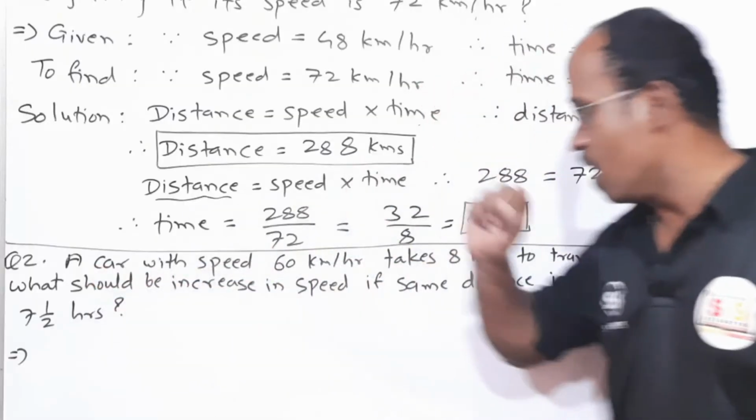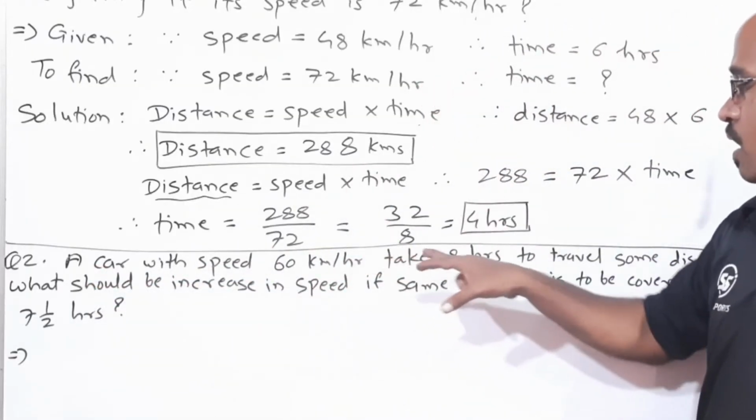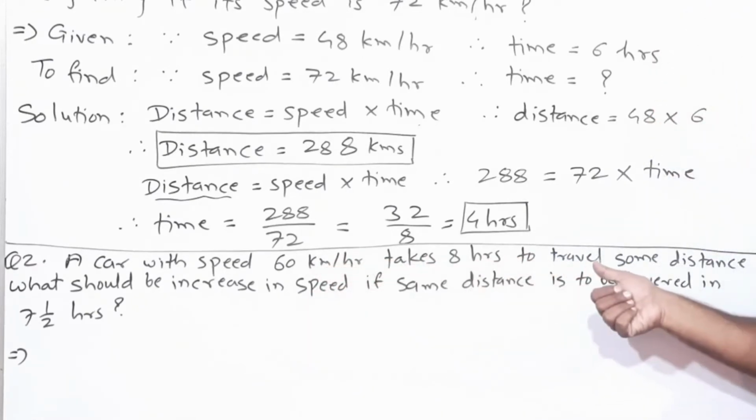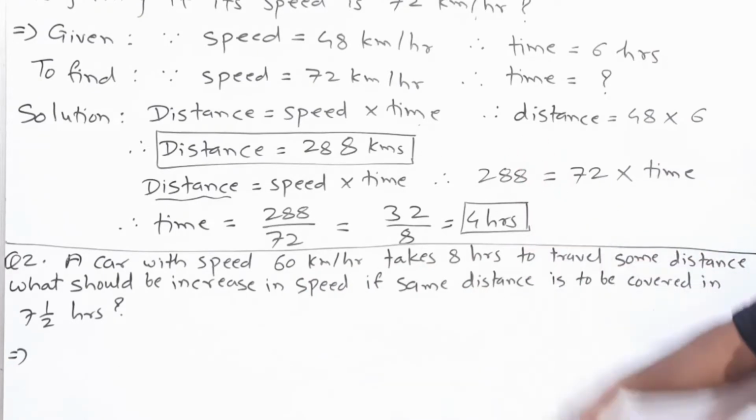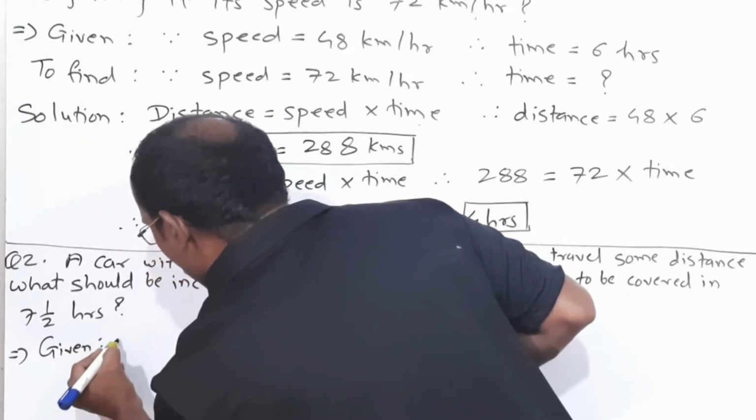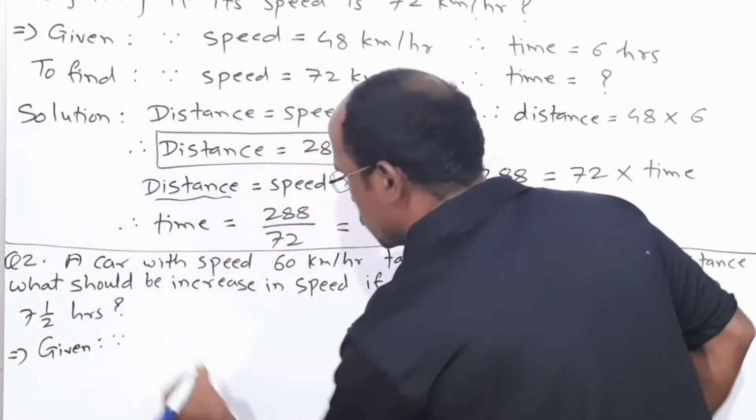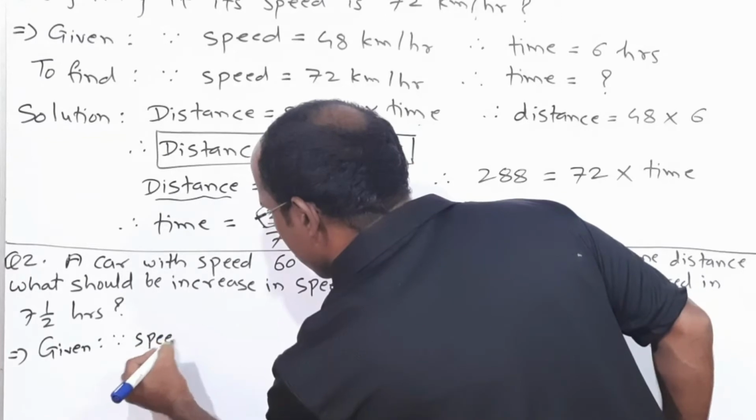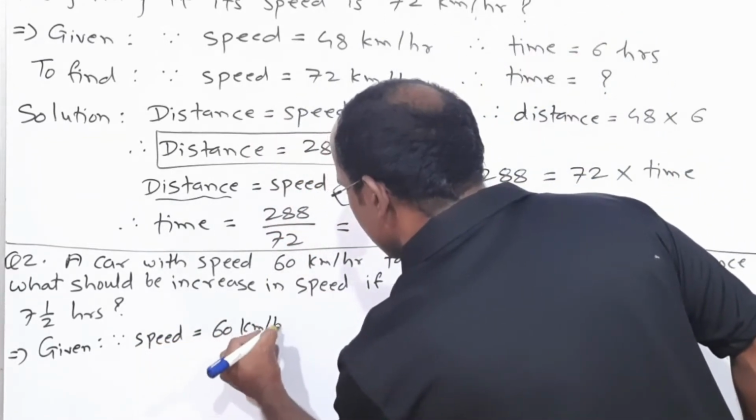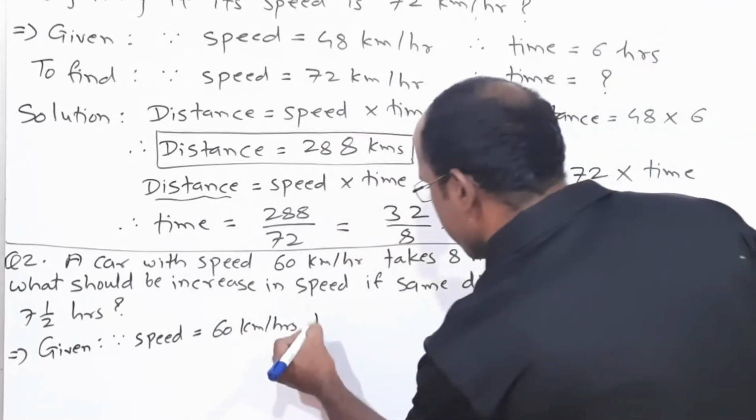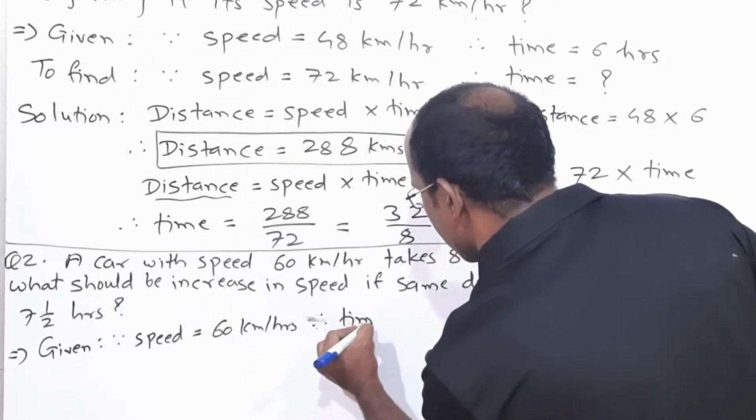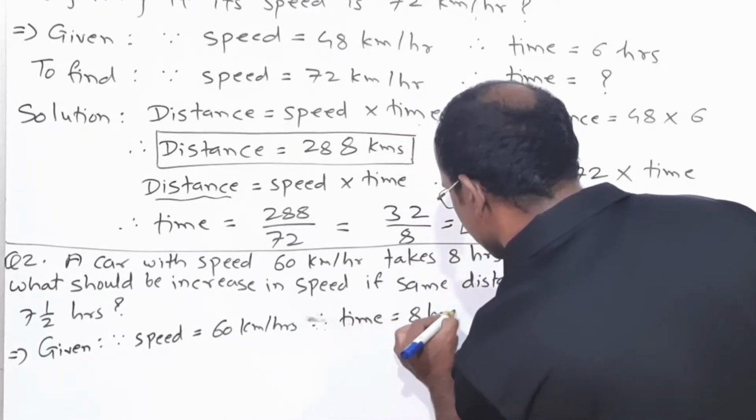Question: a car with speed 60 km per hour takes 8 hours to travel some distance. So what is given? Speed is 60 kilometers per hour, time is 8 hours. Just write the given values. Given: speed equals 60 kilometers per hour, time is equal to 8 hours.